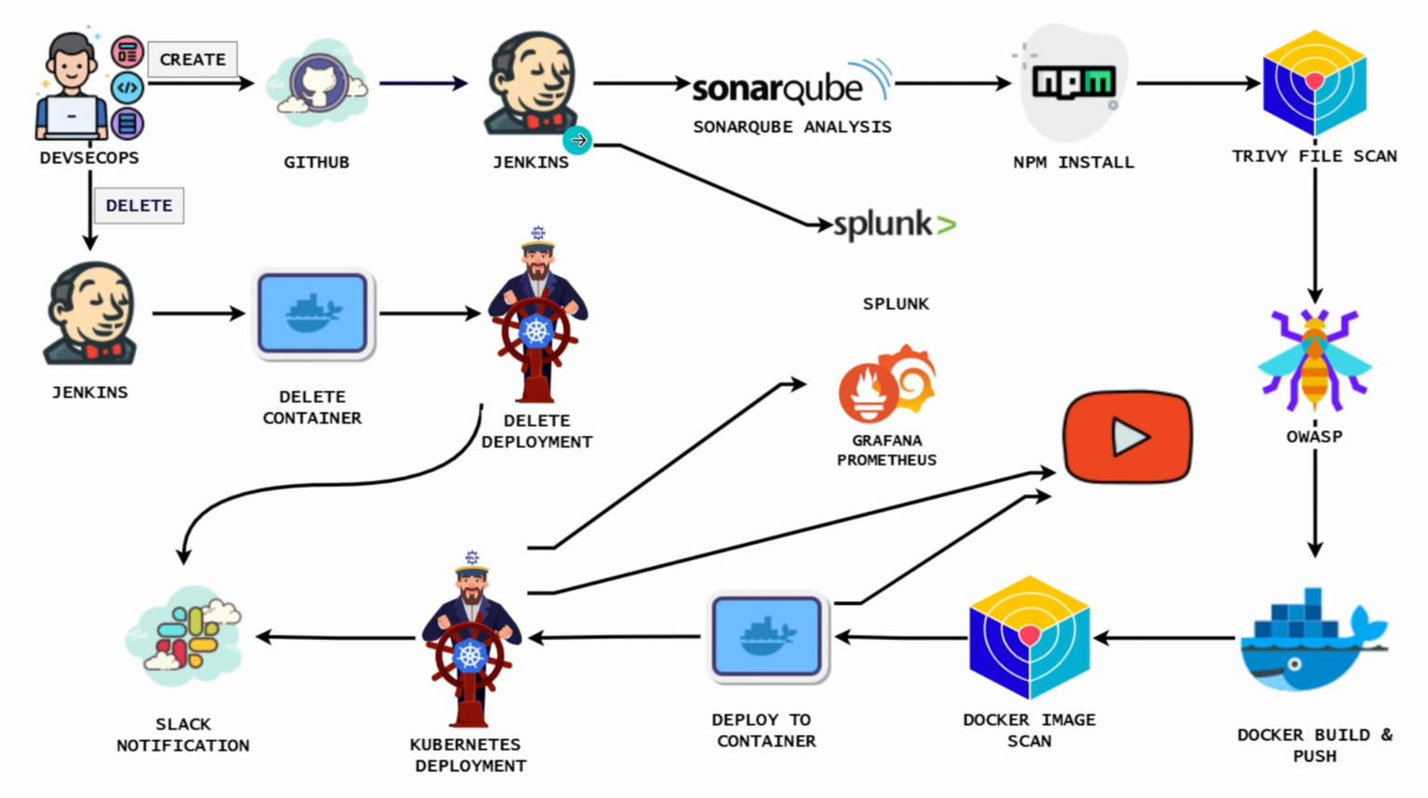Our Jenkins will be monitored by Splunk, and our Kubernetes will be monitored by Grafana and Prometheus. So this is the complete structure of the pipeline. Once you start the pipeline with the delete parameter, it will delete the container and the deployment. This complete project is based on real time, so please watch till the end. You will get new things from this particular project.